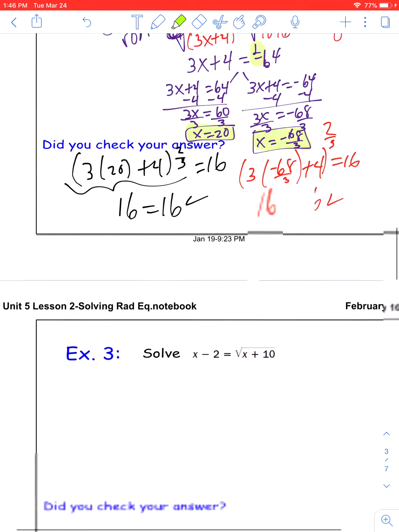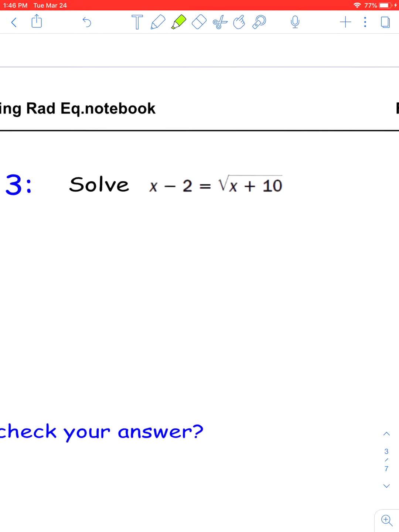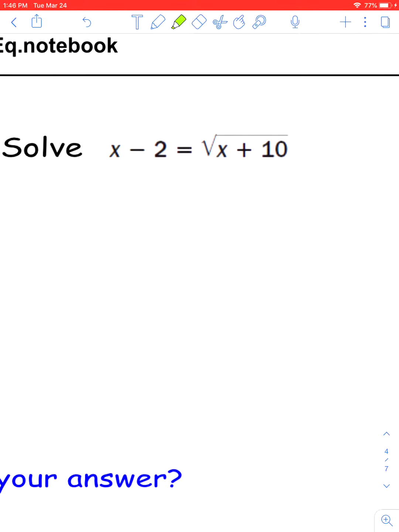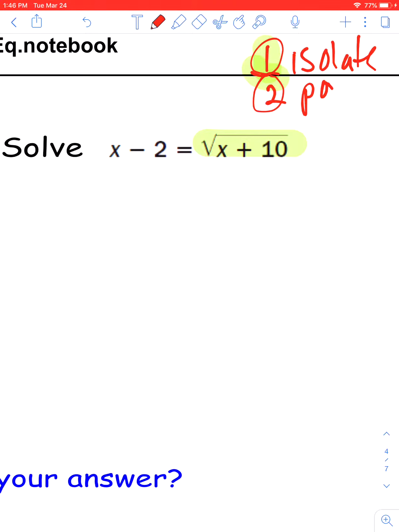All right, let's do example 3. On example 3, step 1, isolate the radical. The radical is isolated. If I look at this radical, it is all by itself. Step 2, we need to power it up. Since I'm in the square root business, I'm going to power it up by taking both sides squared.